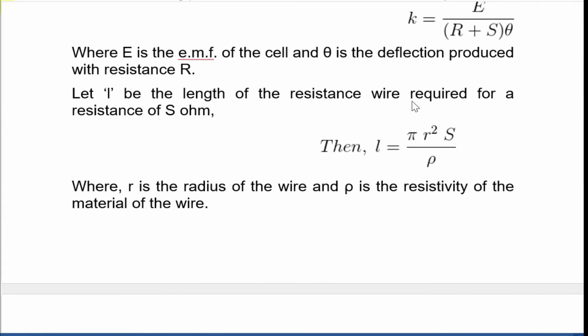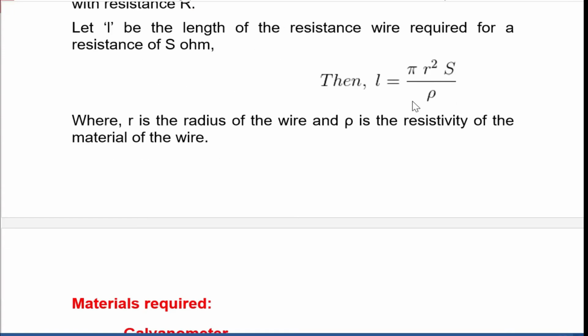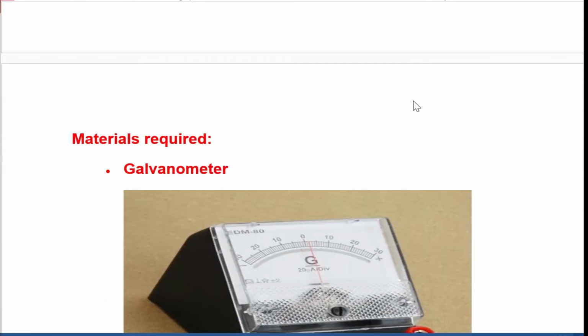Let L be the length of the resistance wire required for a resistance of S ohm. Then L = π r² S / ρ, where r is the radius of the wire and ρ is the resistivity of the material of the wire.